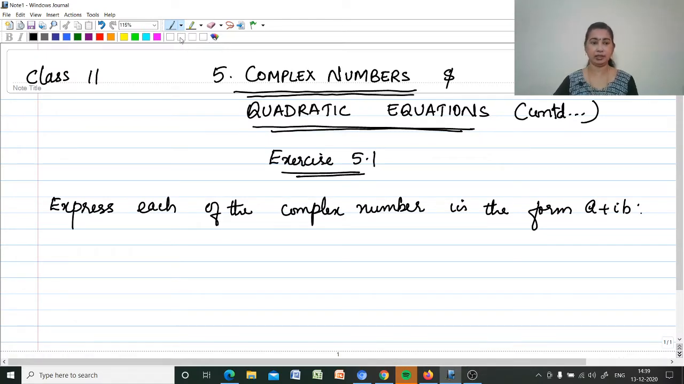Today I am discussing class 11 chapter 5, complex numbers and quadratic equations. We are moving on to exercise 5.1. Express each of the complex numbers in the form a plus ib.